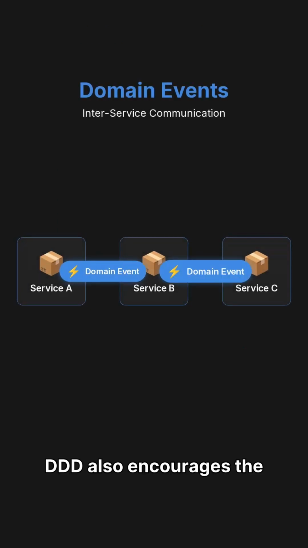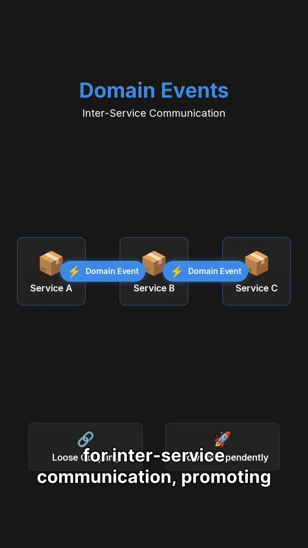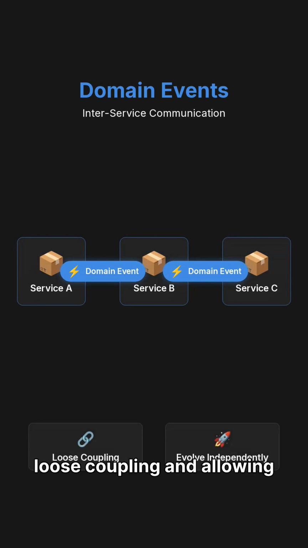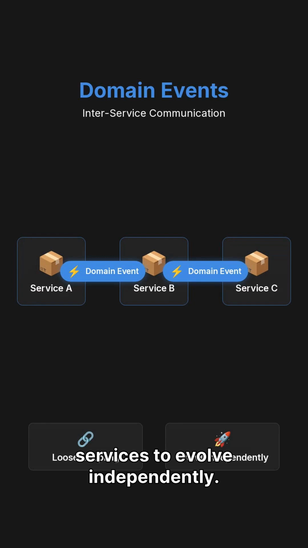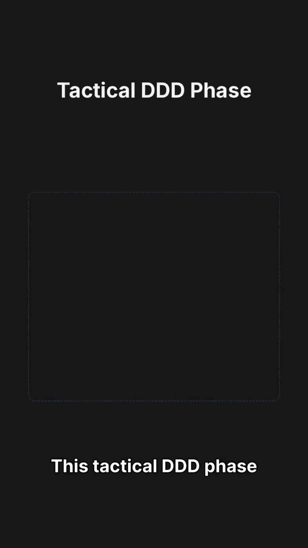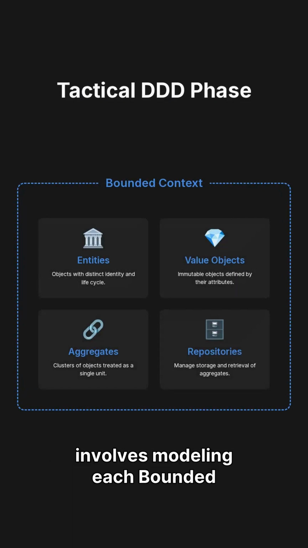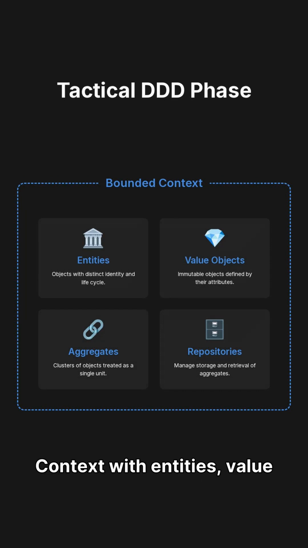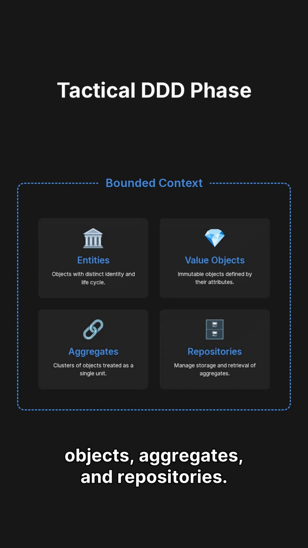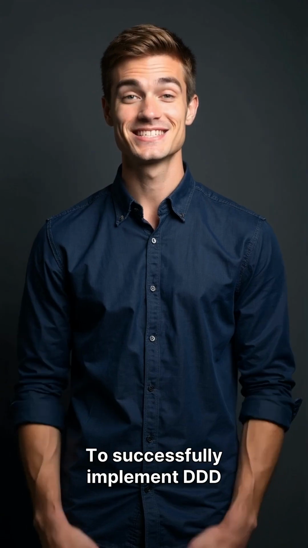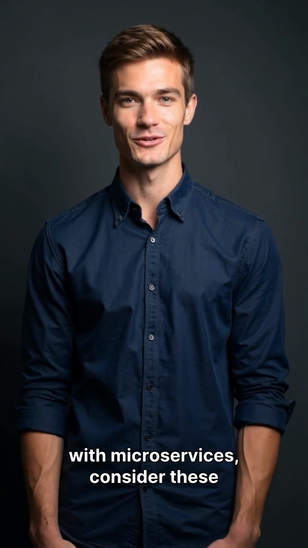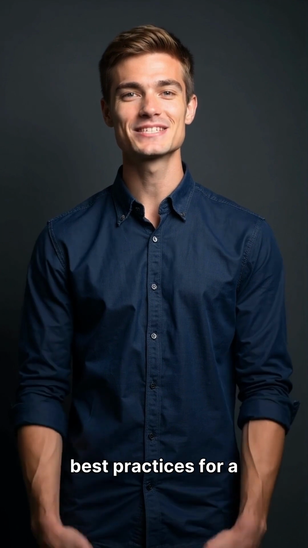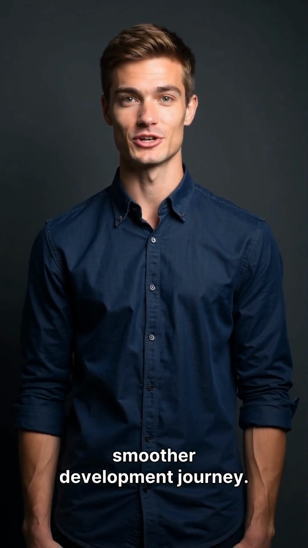DDD also encourages the use of domain events for inter-service communication, promoting loose coupling and allowing services to evolve independently. This tactical DDD phase involves modeling each bounded context with entities, value objects, aggregates, and repositories. To successfully implement DDD with microservices, consider these best practices for a smoother development journey.